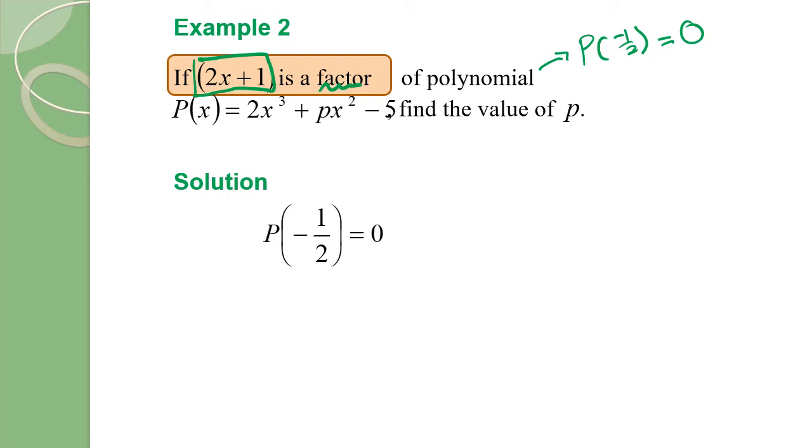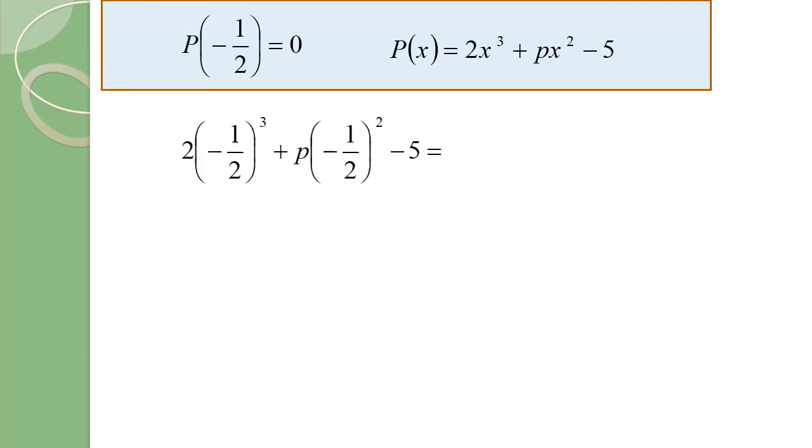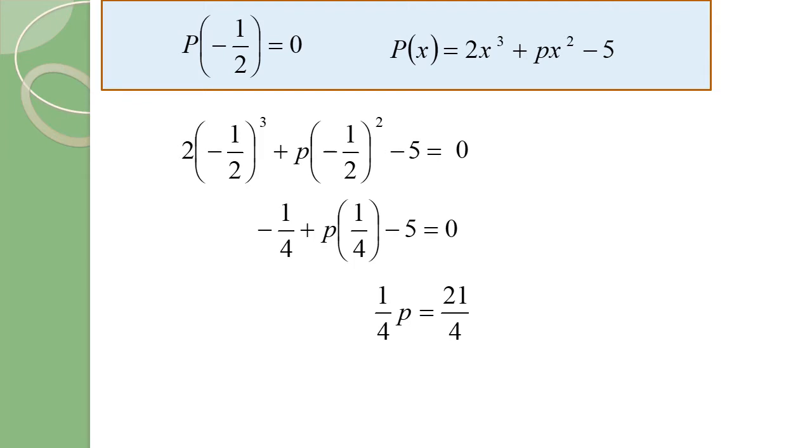So what we have here, negative 1 over 2. Substitute the value negative 1 over 2 into the polynomial. We have 2 times negative 1/2 cubed plus p times negative 1/2 squared minus 5 equal to 0. To find the value, let p be the subject. So what do we have? 1/4 p equals 21/4. So p equals 21.